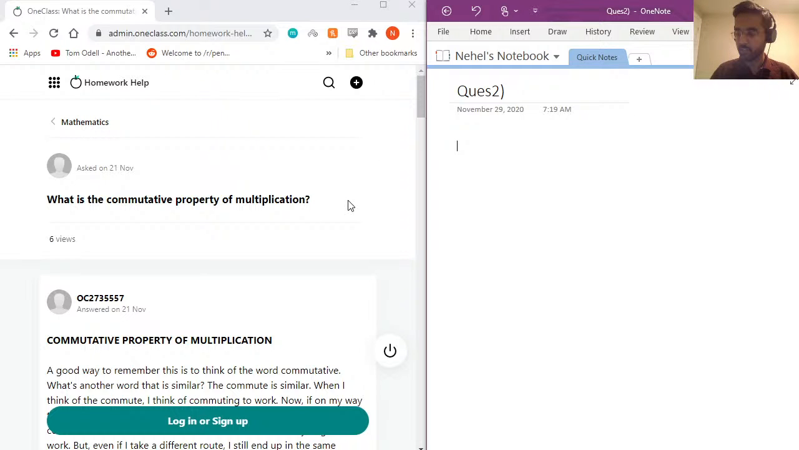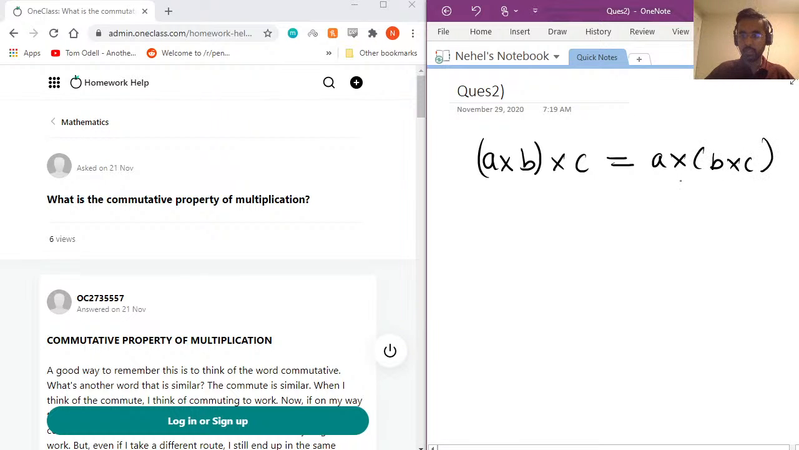So the way I would explain this is commutative property essentially means that A times B times C is equal to A times B times C, rearranged in any order. So you can rearrange the multiplication of any number of expressions in any order and you'll still get the same answer. So if we go back to my example, let's say my A is equal to 2, B equals 4, and C equals 6, for example.